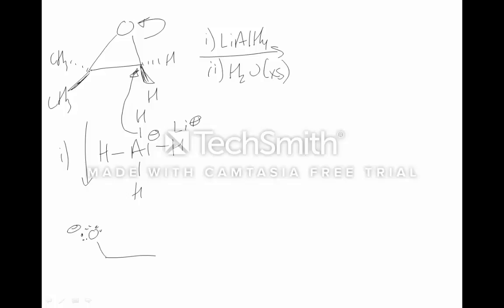This is one thing the book talks about. It's another sort of, I think, abbreviated mechanism that I don't particularly like. And we're going to add a step to the mechanism because it's true, you get this sort of O minus, but instantly it's going to interact with AlH3 in the same way that the chloride did.